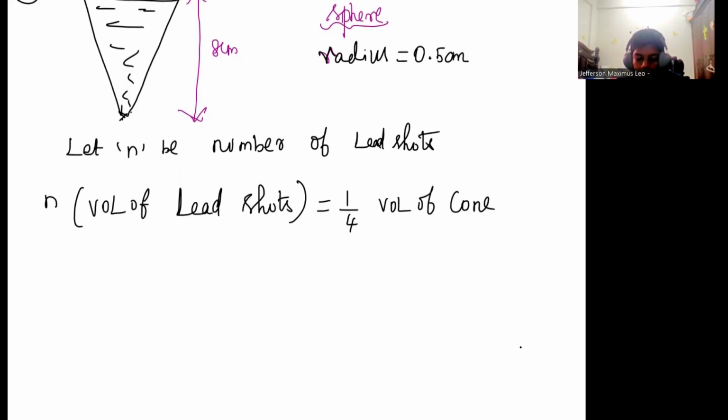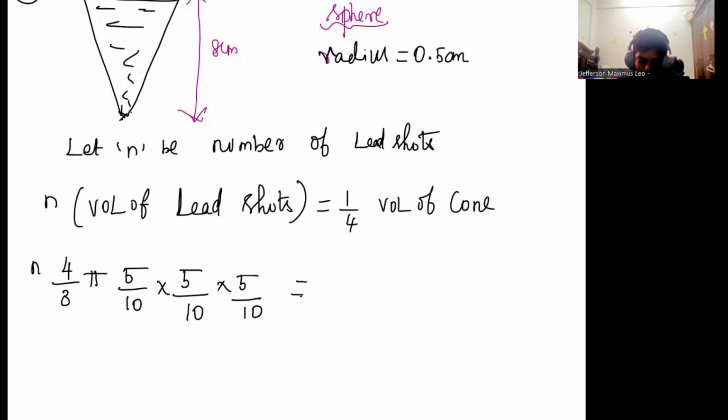Okay, let's substitute. The radius 5, everything measurement-wise is the same, and we check whether the units cancel. The volume of a lead shot, the formula is 4/3 pi r cube. r cube here is 0.5, which I write as 5/10. So 5/10 makes cancelling on both sides easier. 4/3 pi r cube, 5/10 times 5/10 times 5/10, and 1/4 the volume of a cone is pi r square h. Here r is 5, so 5 squared, and h is 8.